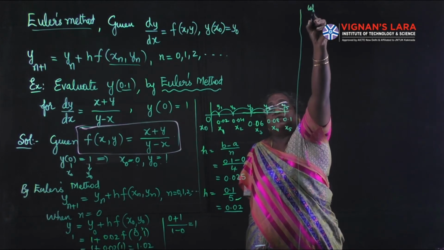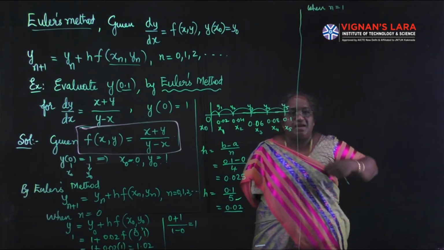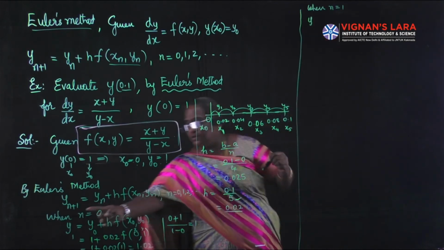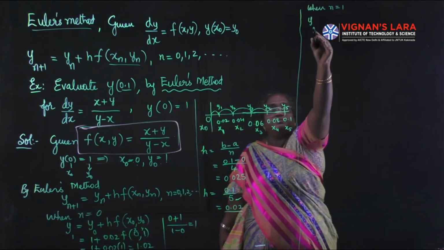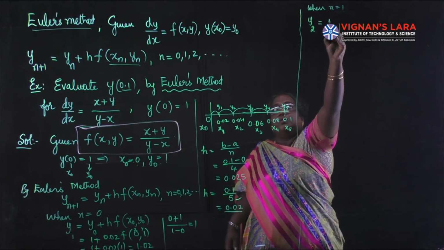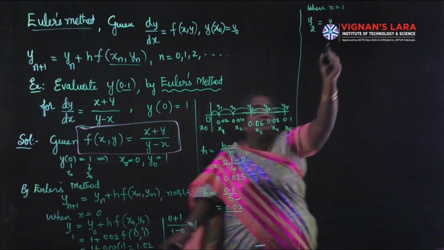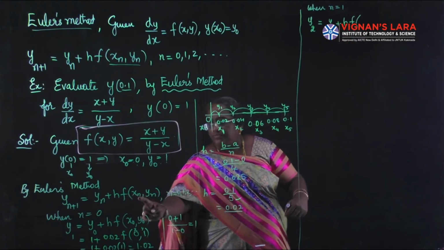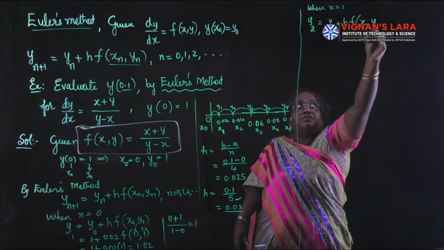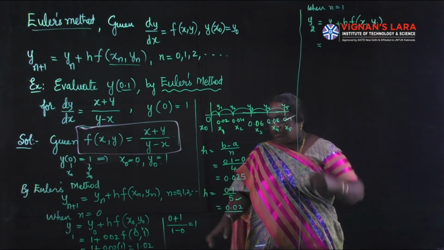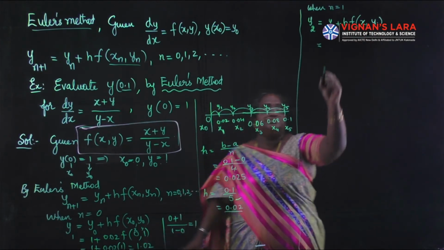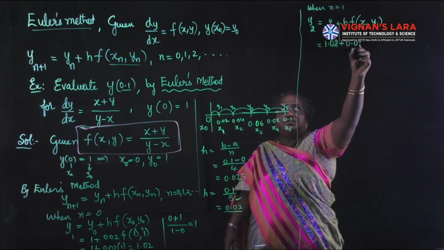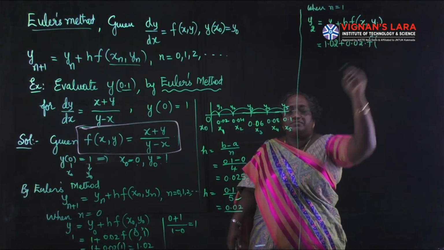When n is equal to 1, y2, so when n is equal to 1, 1 plus 1, y2 is equal to y1, which we calculated just now, plus h into f of x1 comma y1. So what is our y1? 1.02. 1.02 plus h, 0.02 into f of, what is our x1?